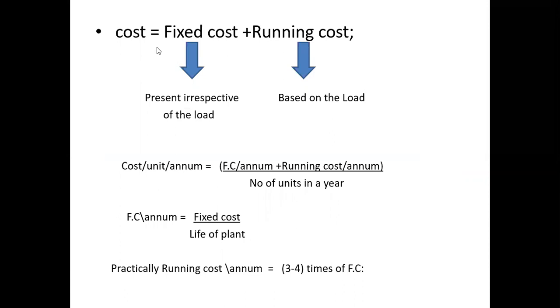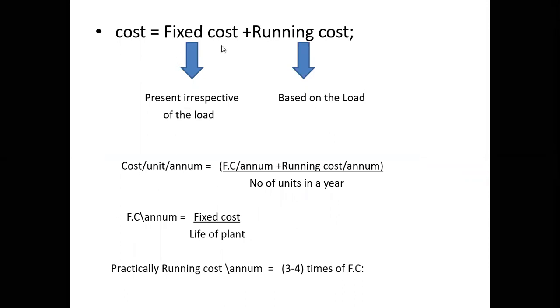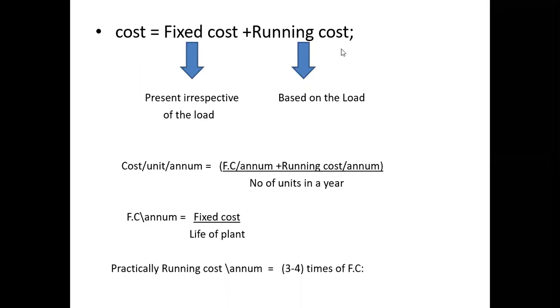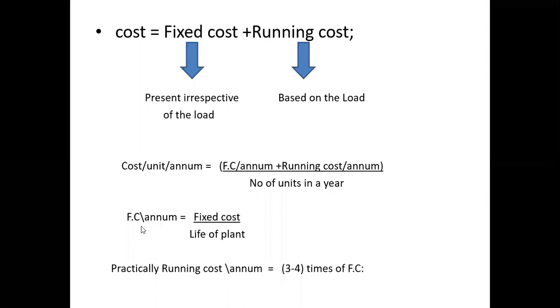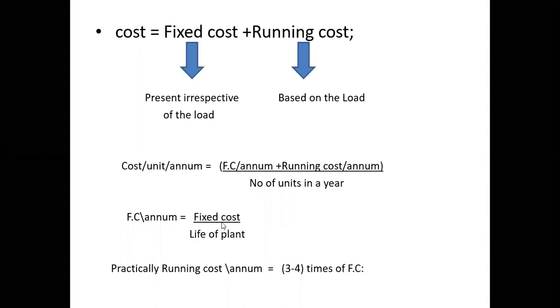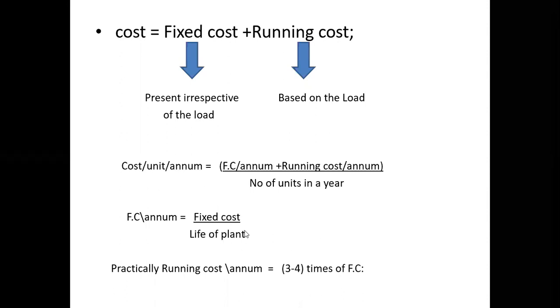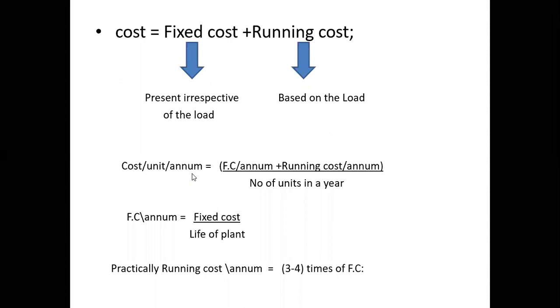So how can we express it? Cost is equal to fixed cost plus running cost. Fixed cost is always fixed irrespective of the load, and the running cost always varies depending upon the load. Already we have learned these two topics, fixed cost and running cost, in the previous semesters. So the total cost is fixed cost plus running cost, divided by the number of units in a year. You can calculate the fixed cost as total fixed cost divided by life of plant. Similarly, practically the running cost is generally 3 to 4 times the fixed cost. So by using these two, we can calculate the total cost per unit per annum.